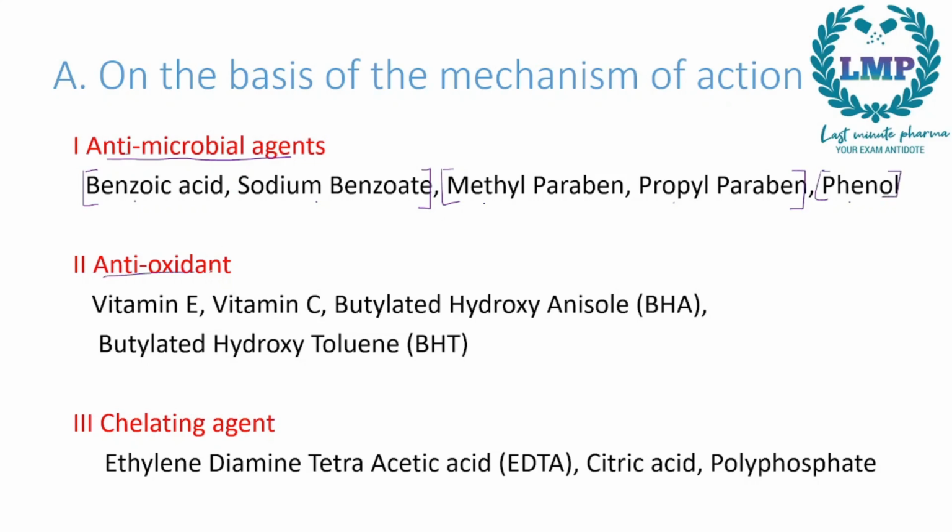Next we have antioxidant agents. The antioxidants are vitamin E and vitamin C. We will group these two together, the vitamins together. Then we have BHA and BHT, that is butylated hydroxyanisole and butylated hydroxytoluene. Next we have the chelating agents. In chelating agents we have three: EDTA, ethylenediaminetetraacetic acid, and next we have citric acid and polyphosphates.